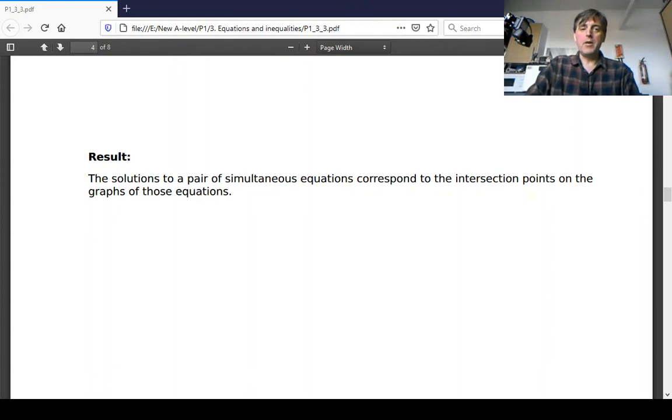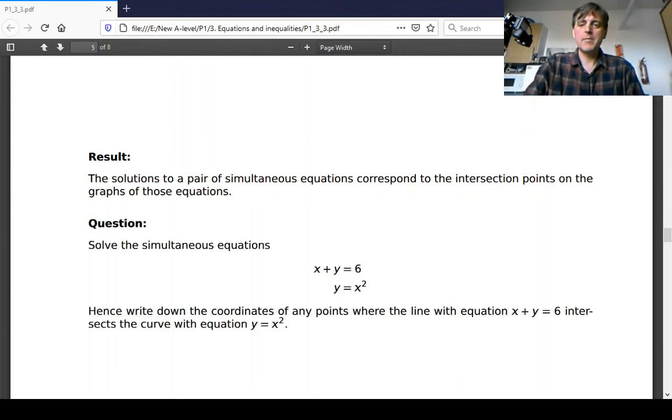So this is our result here, really, that we want to focus on. The solutions of a pair of simultaneous equations correspond to the intersection points on the graphs of those equations. So if you want to look at where graphs intersect, essentially what you're doing is solving simultaneous equations.